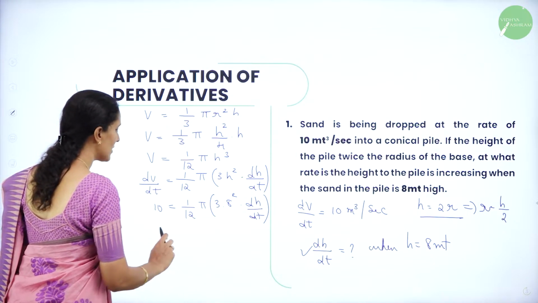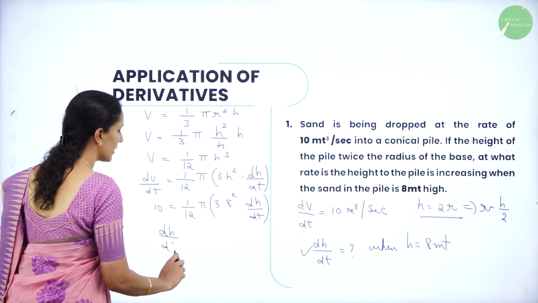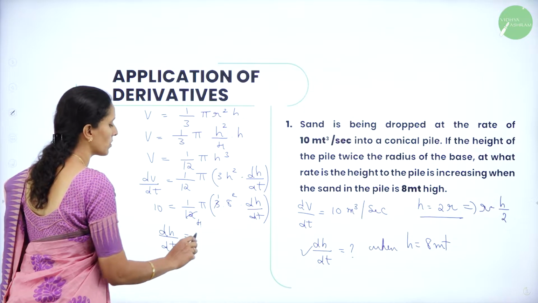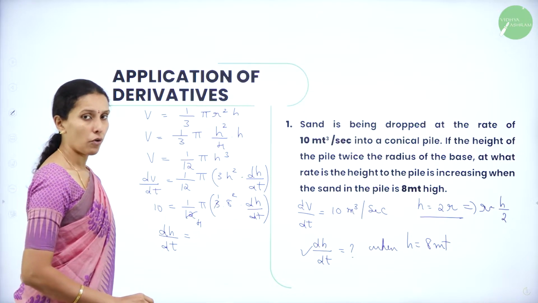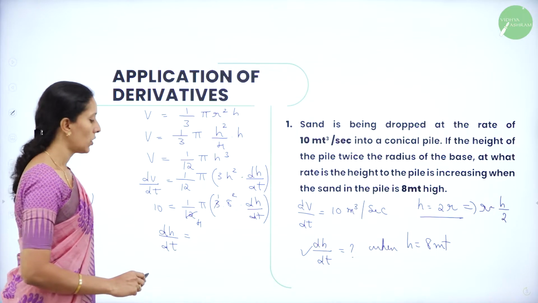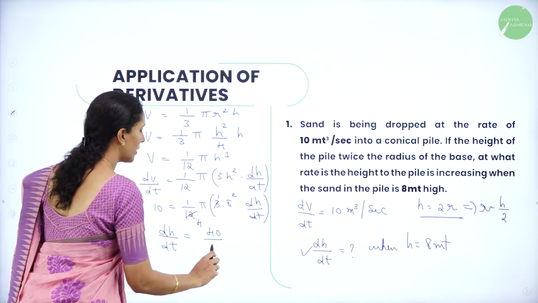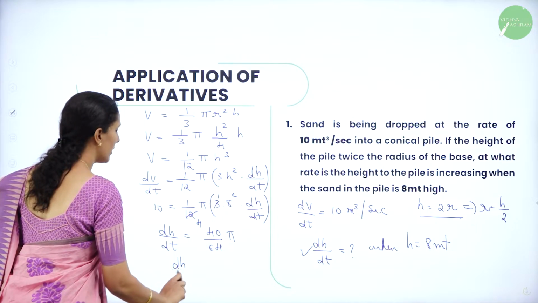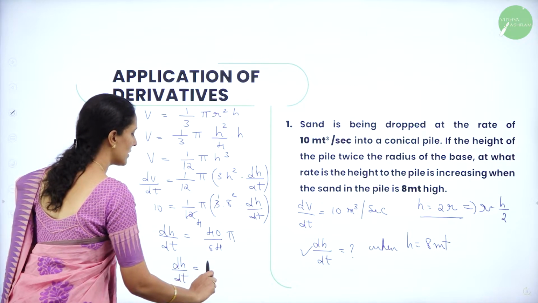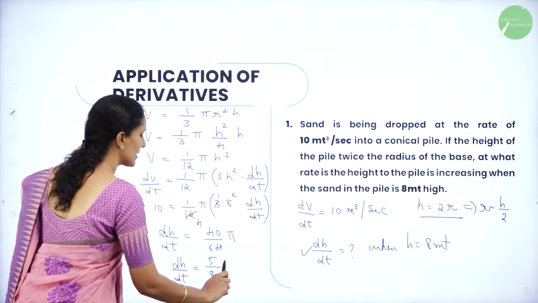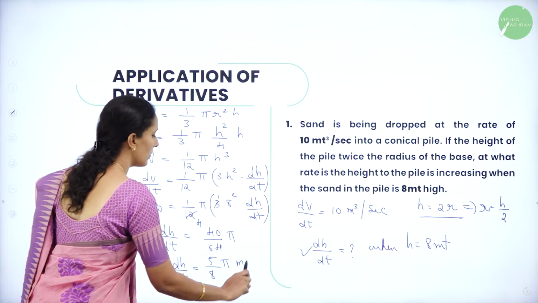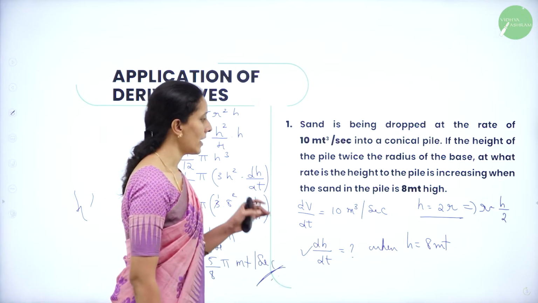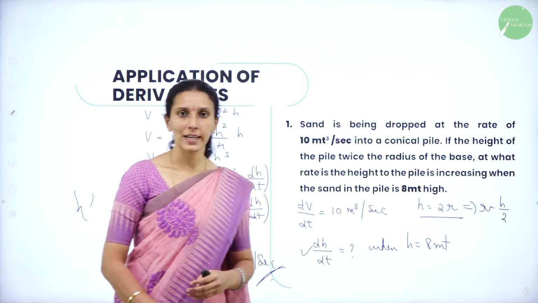So on solving this, we get dh by dt is equal to, here we can cancel, 3 1s are 3, 4s are. So here we get 64 because 8 square. So when you cancel it, you will get this as 40 divided by 64 pi. And again when you cancel this, dh by dt is equal to, 8 5s are 40, 8 8s are 64, so 5 by 8 pi, and this is meter per second. So what is dh by dt? dh by dt is the rate at which the height of the pile is changing.